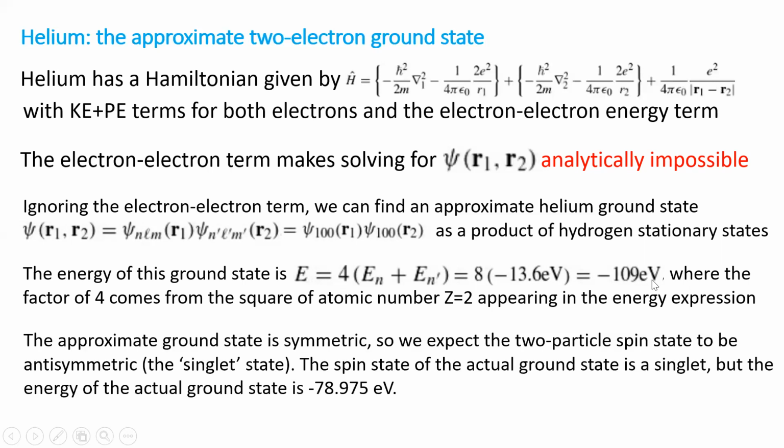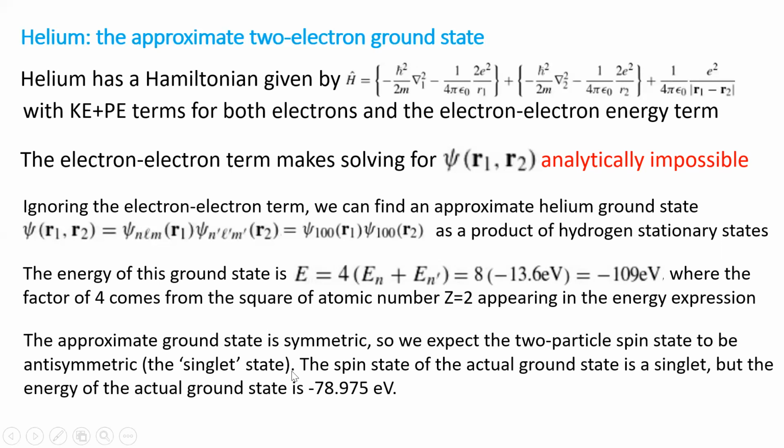So how does that stack up? Also, the approximate ground state is symmetric. If we look at this ground state here, if we switch r1 and r2, we get the same thing back again. So the spatial state is symmetric. So we expect the two-particle spin state to be antisymmetric, known as the singlet state, where, roughly speaking, one electron is spin up and the other is spin down.